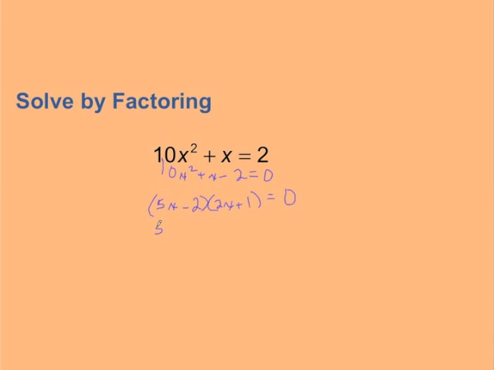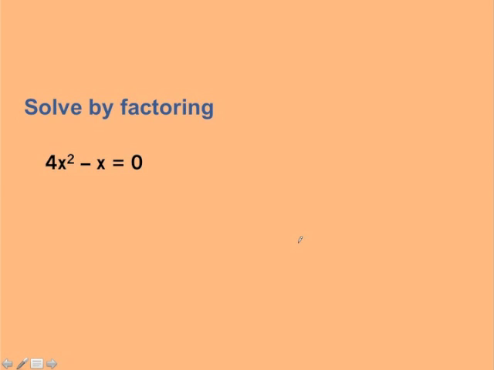Now I set each of these two binomials equal to 0. I find 5x equals 2, so x equals 2/5, and 2x plus 1 equals 0, so 2x is negative 1, and x is negative 1/2. Let's try another one of these.